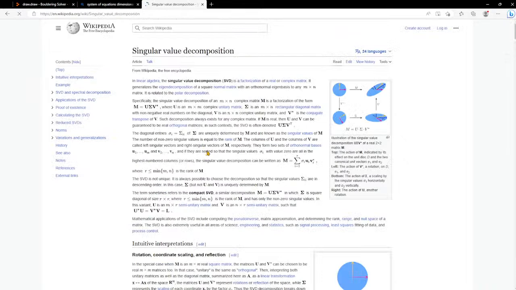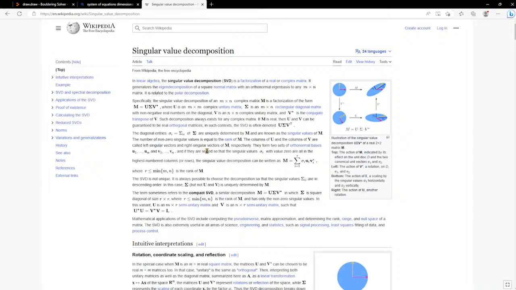Fine, let's figure out what SVD is. It is a factorization of a matrix to generalize, oh, here we go, the eigendecomposition of a square matrix with an orthonormal basis to any non-square matrix. It is related to the polar decomposition. Okay, let's just give this a shot. Specifically, the singular value decomposition of an m by n matrix is a factorization of the form M equals U sigma V star. Oh my god, dude.